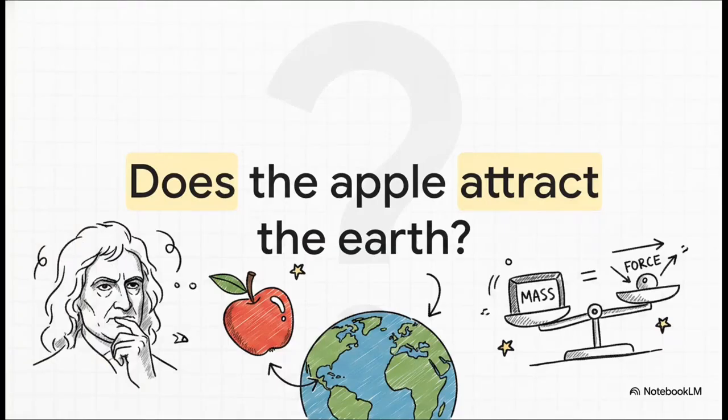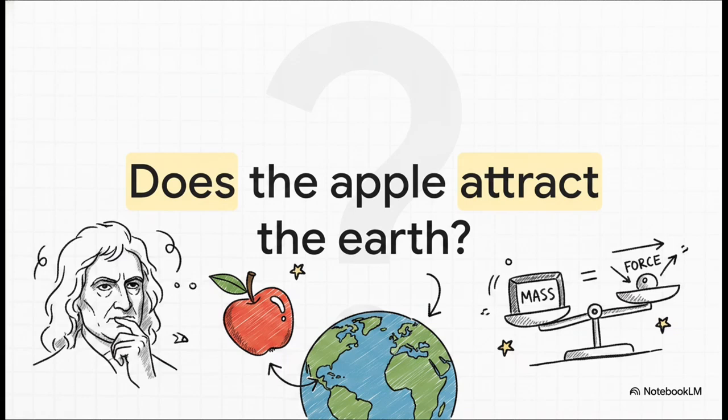Okay, so picture Isaac Newton sitting under that famous tree. He suddenly realizes that the exact same force pulling down the apple is the one governing the moon. It's an awesome story, right? But it brings up a really fascinating question. Does the apple attract the Earth?